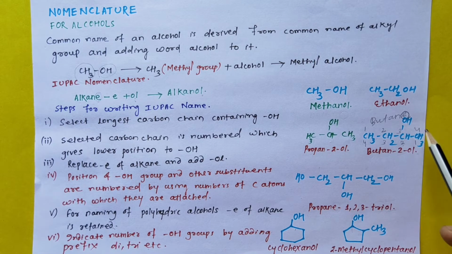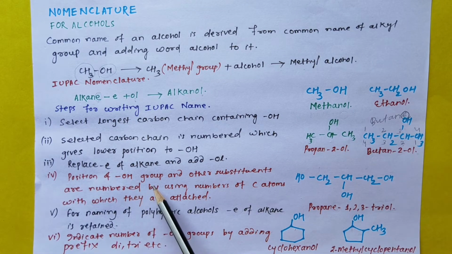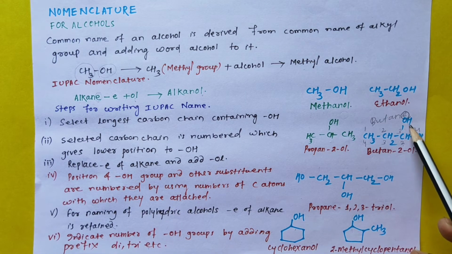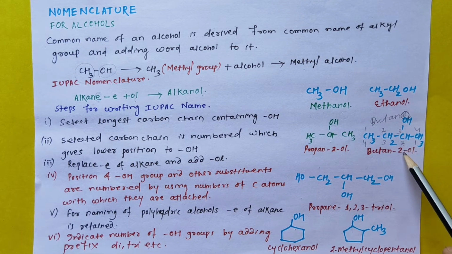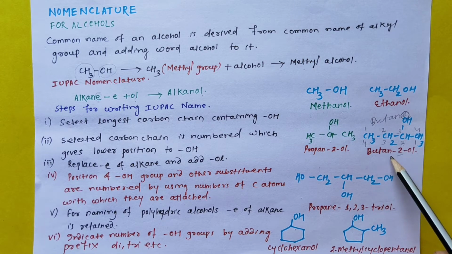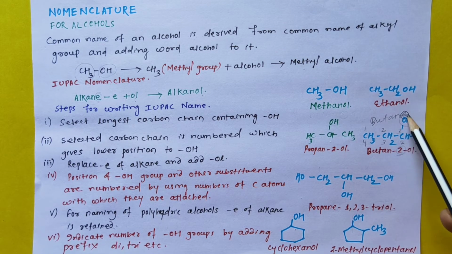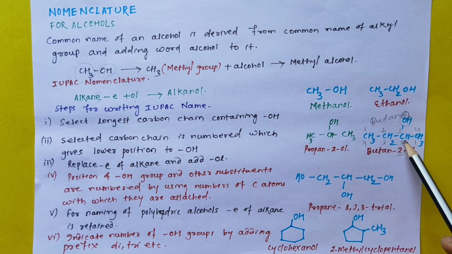Okay. So what is the next point? The position of the OH group and other substituents are numbered by using the numbers of the carbon atoms to which they are attached. So what is the meaning? That means how will we assign the position of OH and other substituents? You see the OH is attached to the second position and we assign it by giving the number. So we are writing the name butan-2-ol. So what does 2 represent? It represents that the OH group is attached to the second carbon atom in the carbon skeleton or carbon chain.